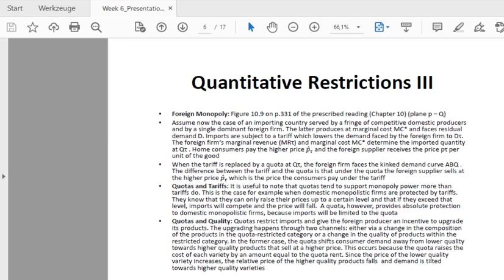Now, in comparing quotas and tariffs, it is useful to note that quotas tend to support monopoly power more than tariffs do. This is the case, for example, when domestic monopolistic firms are protected by tariffs. They know that they can only raise the prices up to a certain level, and that if they exceed that level, imports will compete and the price will fall. A quota, however, limits imports, provides absolute protection to domestic monopolistic firms, because imports will be limited to the quota.